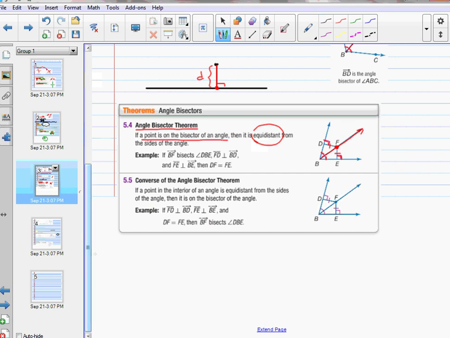If I know I have a point that is equidistant from the sides of an angle, I know nothing else except I have a point hanging out there in the middle of an angle, but it's the same distance to each side. Then the conclusion is it must be on the angle bisector. So here we start with a point equidistant from the sides. Our conclusion, it's on that bisector of the angle.